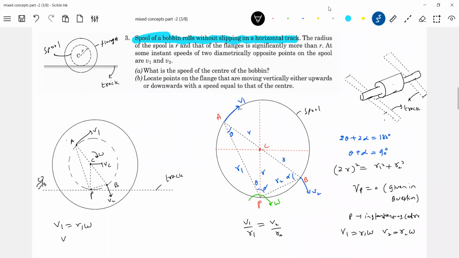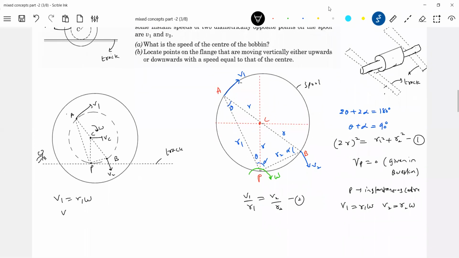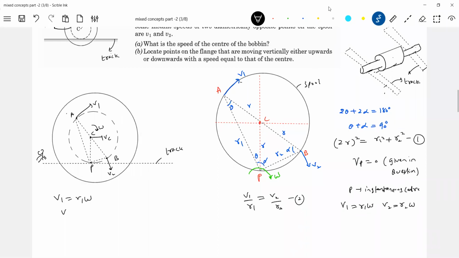So shall we substitute now? Here R1, R2 is what we assumed, no? So I'll do one thing. This is equation 1, and this is equation 2. Let me simplify for R2. V1 and V2 are known, R1 and R2 are unknown. Let me solve for R1 and R2, solving equations 2 and 1, to get expressions for R1 and R2.